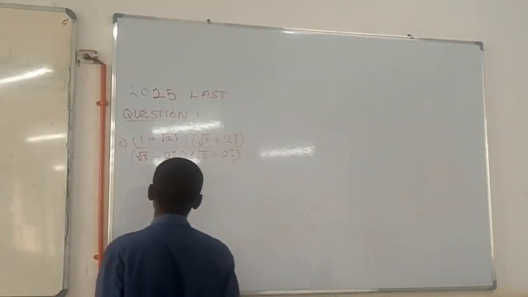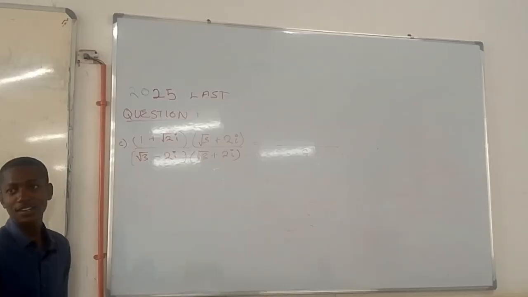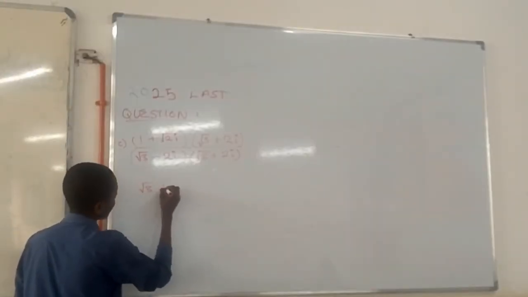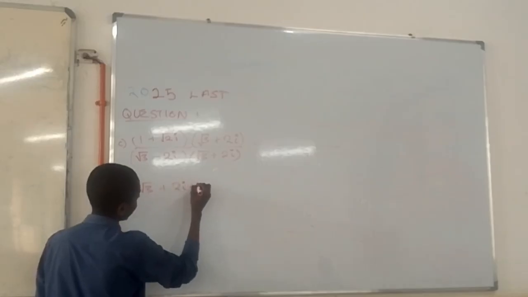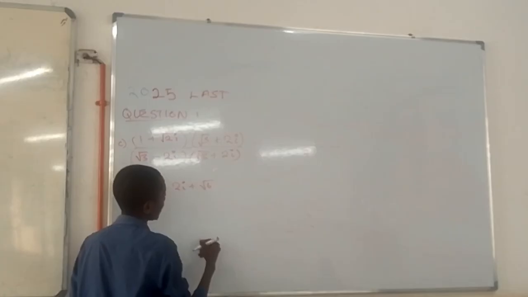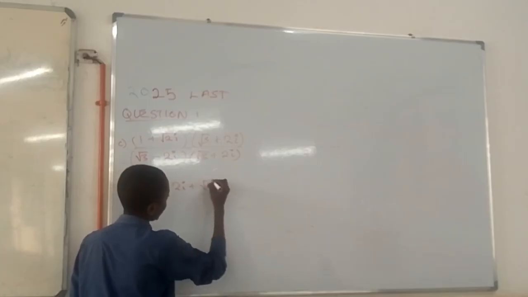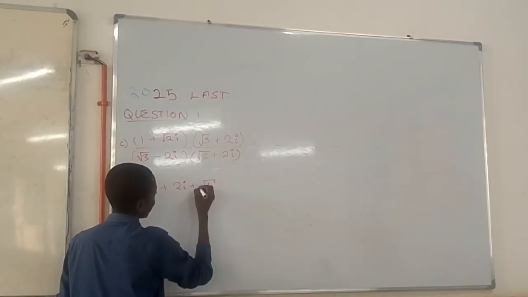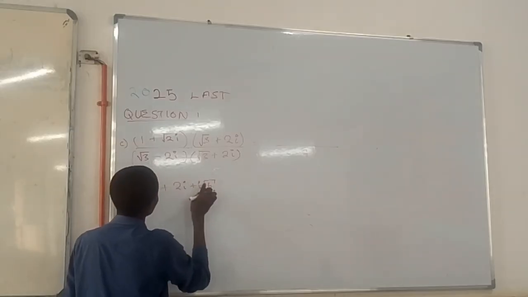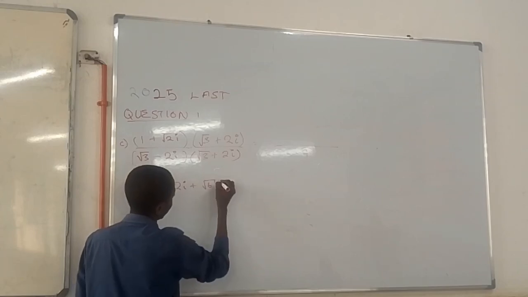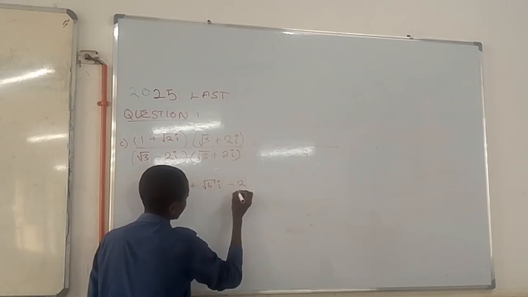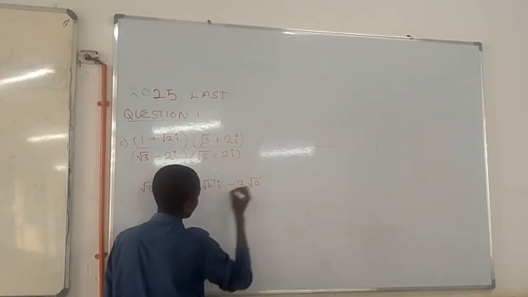Square root of 3 plus 2i plus square root of 6, i, minus 2 square root of 2. Like this.